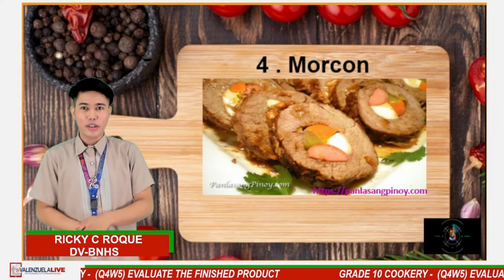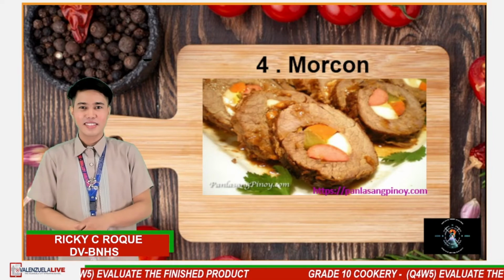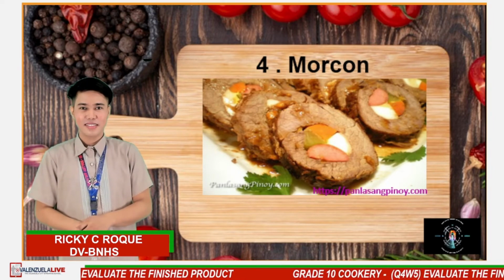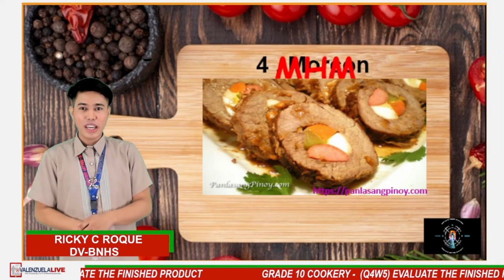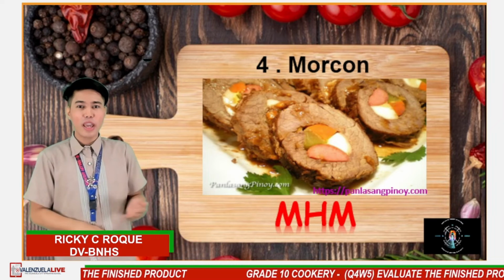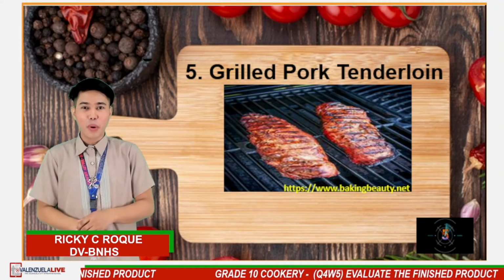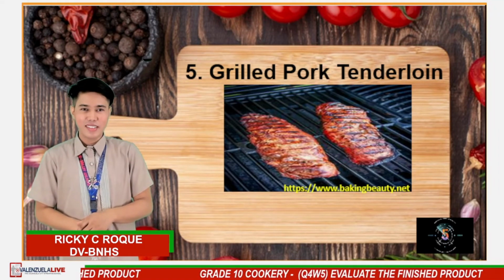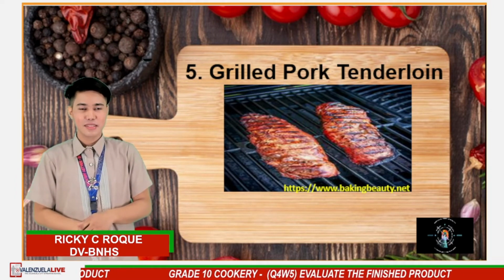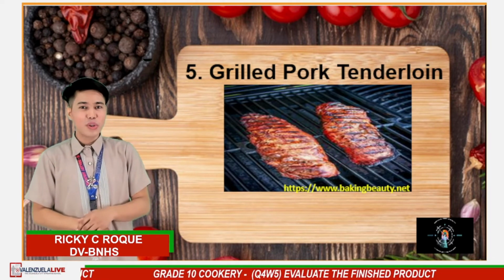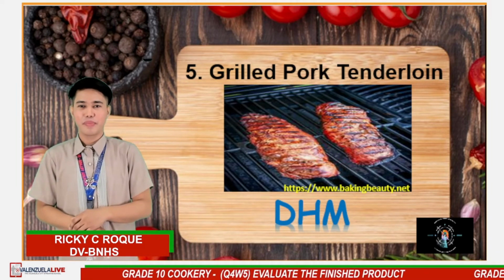Number 4, Morcon. For 5 seconds. Morcon, boiling and simmering are used to cook this food. So the method is moist heat method or MHM. Next, number 5, grilled pork tenderloin. For 5 seconds. Grilling is used to cook this food. So the method is dry heat method or DHM.